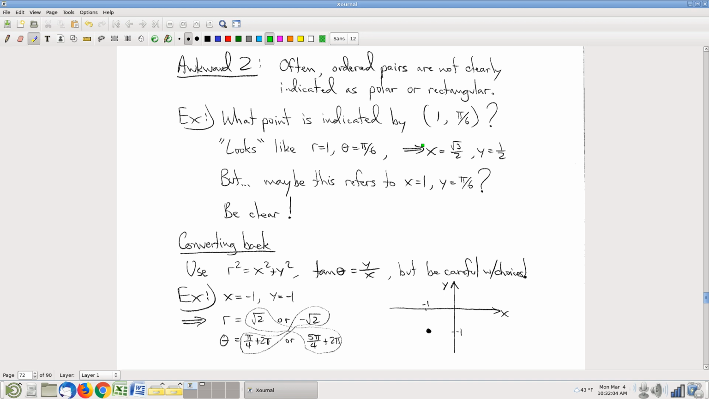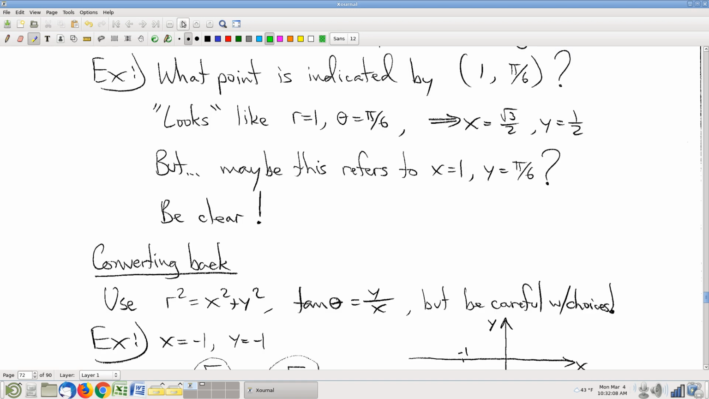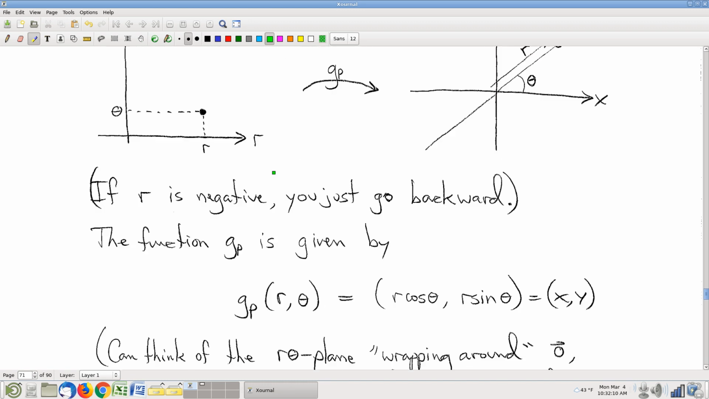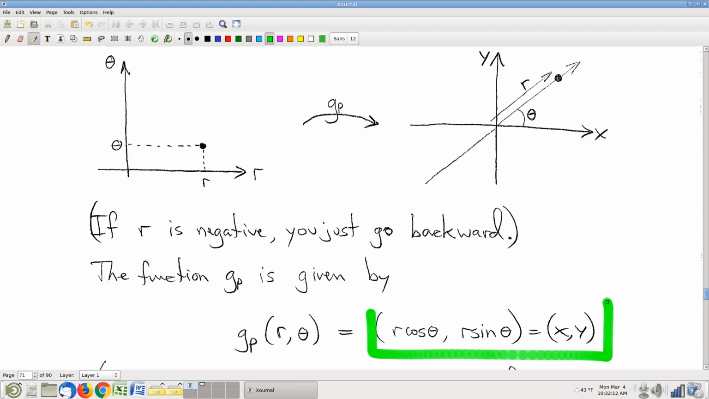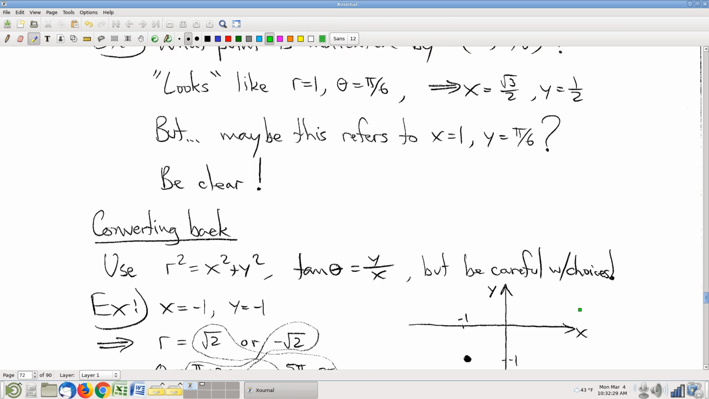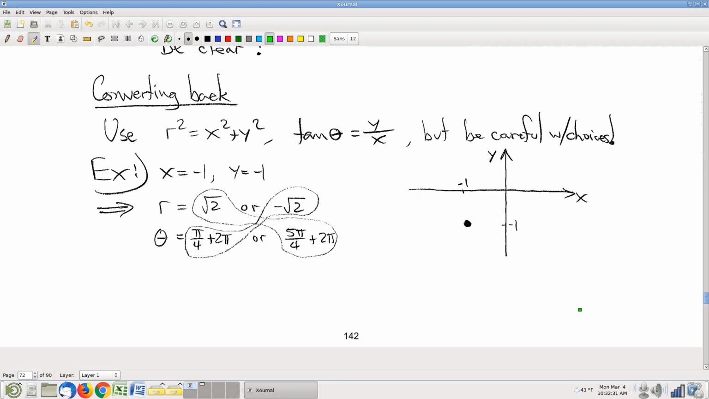Okay, let's talk about converting between these coordinate systems, rectangular and polar. Some of the formulas that you need are right here on the previous page. If you know some polar coordinates for a given point, the rectangular coordinates come straight out of this formula, plug and chug. r cosine theta is x, r sine theta is y. Going the other way is a little bit awkward, and you want to be careful about it.